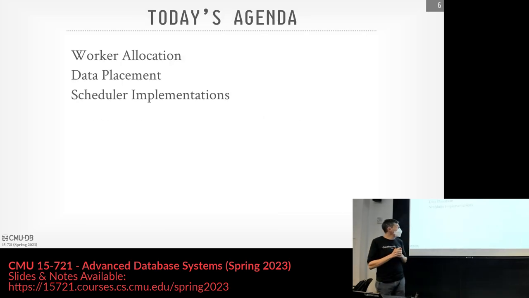All right, so for today's class, we're going to first talk about worker allocation. We're not going to spend a lot of time on the process model, just to say that it's multi-threaded. We can make that assumption going forward, although Postgres is not. Then we'll talk about data placement policies, how to decide where to store chunks of data in memory, and why that matters for modern CPU architectures. And then we'll finish up talking about four different scheduler implementations: the Morsels paper from HyPer that you read, the follow-up to that in Umbra, HANA, and then a little bit of SQLOS from SQL Server at the end.